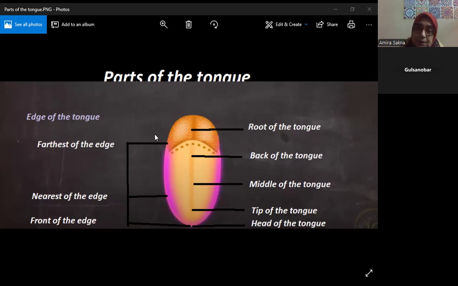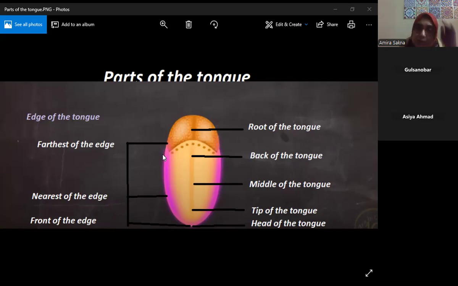We have something else in the tongue, which is called the edge of the tongue, which is colored in pink. This pink color, this is the edge of the tongue. Only this pink area, not all of those 5 areas. Regarding the edge of the tongue, it's only this pink part. Okay? This is just the edge of the tongue.